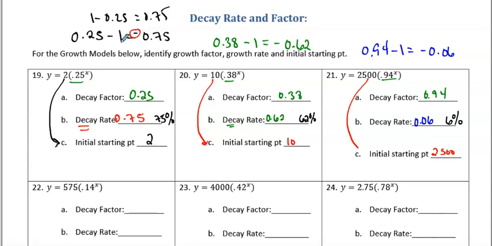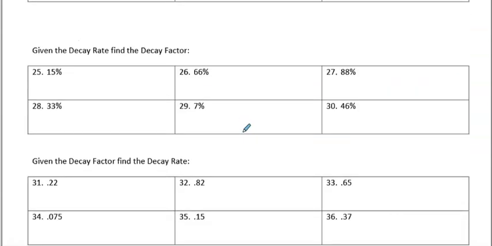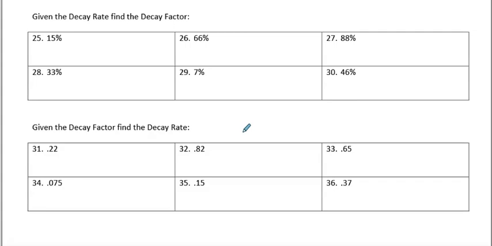So I'm starting at 1, I came down to 0.25, so it went down. How much did it go down by? It went down by 75%. All right, and that's the decay factor, decay rate, and the initial starting point. Let's take a look at a little more examples here, right? So now, given the decay rate, this is what I have, 15%.